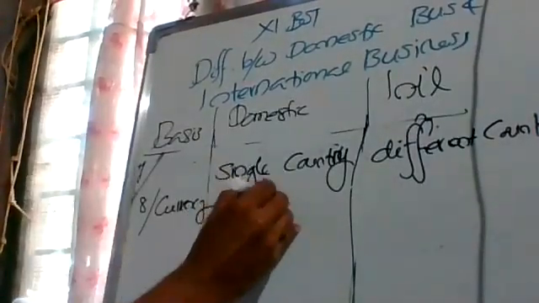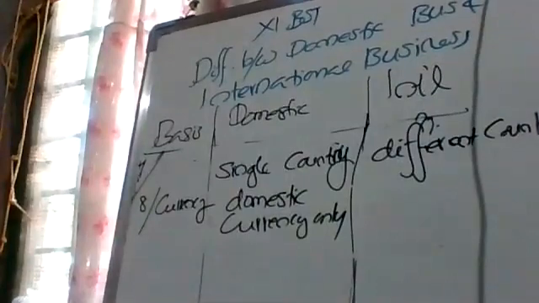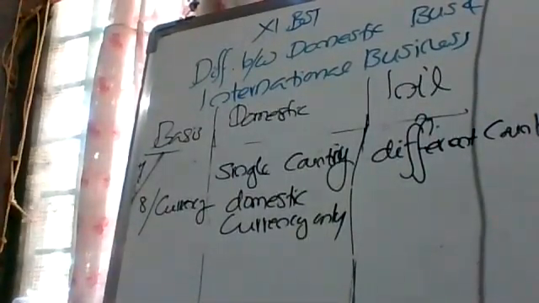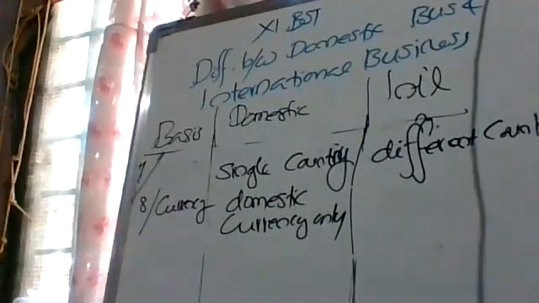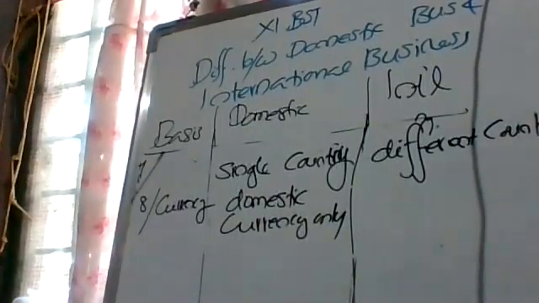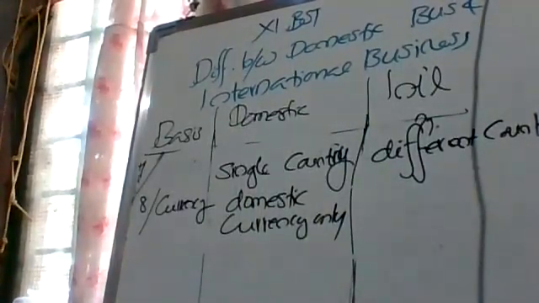Next, get the point, currency used. Here, domestic currency only. In India, we are using rupees. But in foreign trade, we have to deal with many currencies, and finally we have to convert into US dollar. International business is done in US dollar. When somebody is buying goods from India, Indian rupees will be converted into which currency? US dollar. We can convert US dollar into any currency easily, so better to have US dollar in our hands.